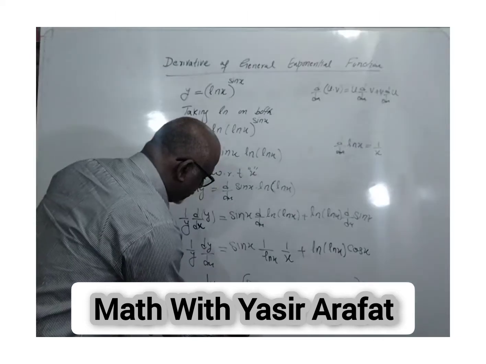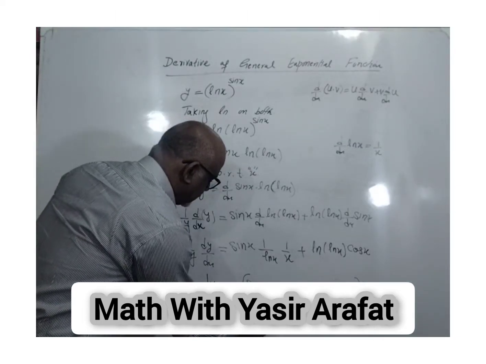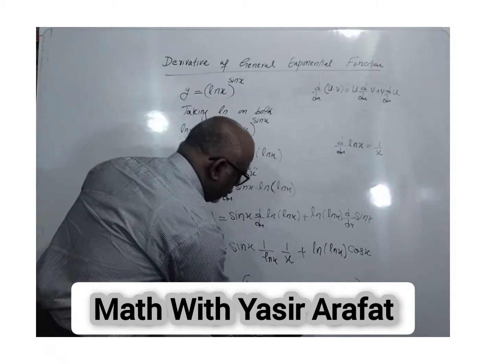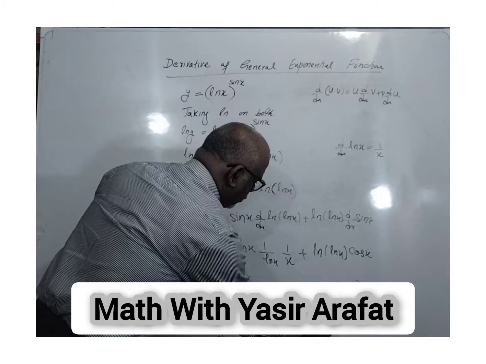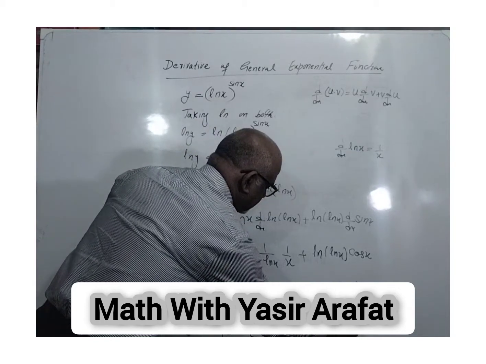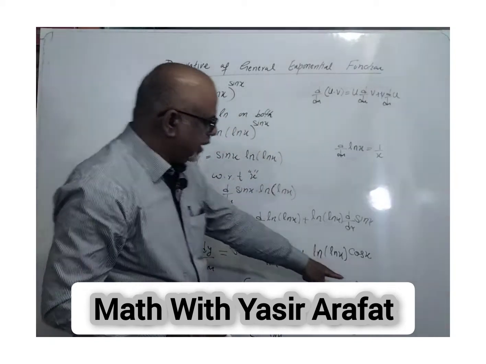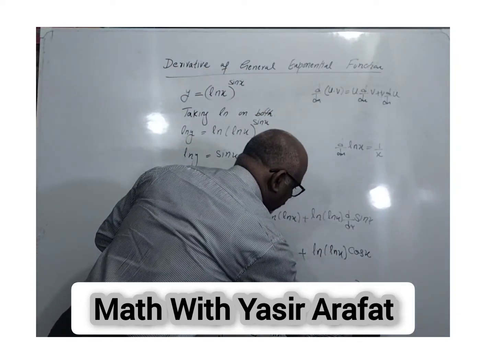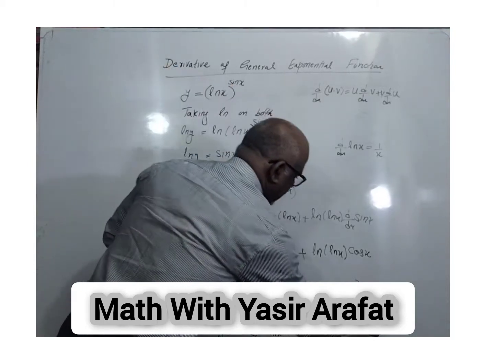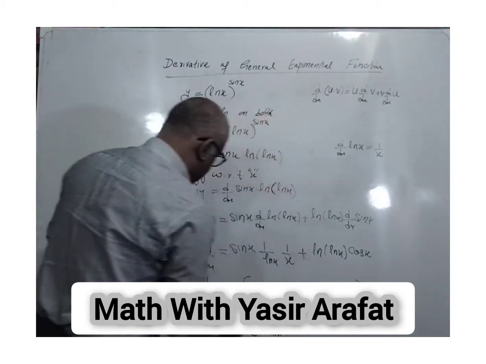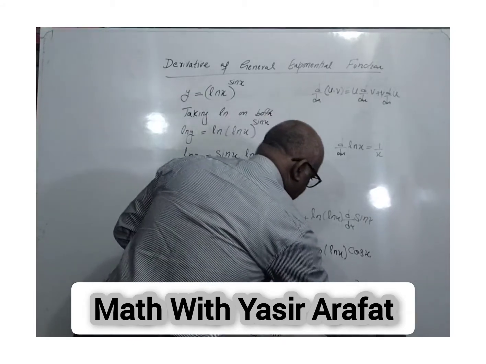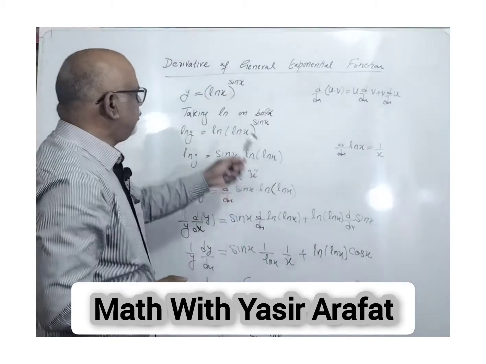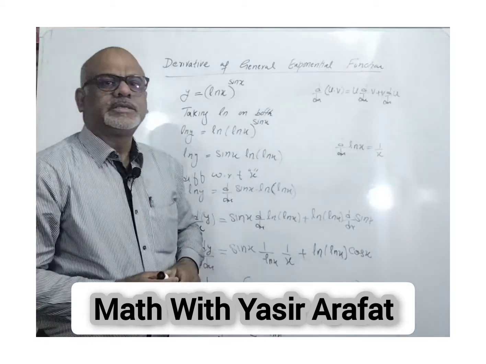It is equals to sin x over x ln x plus cos x into ln of ln x, and just we have to put the value of y, that is equal to the question, that is ln x power sin x. So this is the derivative of general exponential function ln x power sin x.